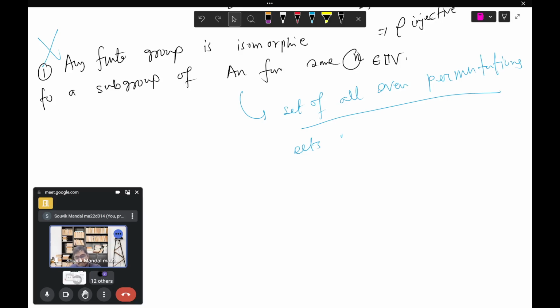But for n greater than or equal to 4, the only subgroups of A_n are only A_n and the identity itself, right? No, it is not the only subgroup. It is the only normal subgroup. Okay, I'm sorry. Yes, it is only the normal subgroup.